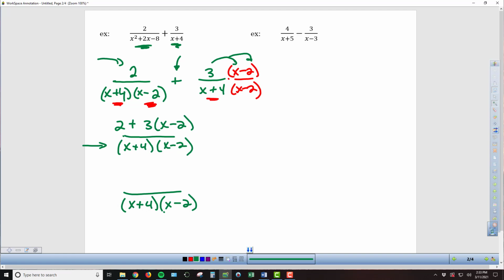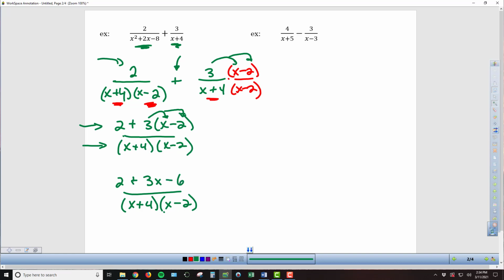But we do need to clean up the numerator. So up top here, I'm not adding the 2 plus 3, but instead I have to, as I mentioned earlier, distribute. So I'm going to have 2 plus, and now it's 3 times x was 3x, and then 3 times the negative 2 gives me a minus 6.